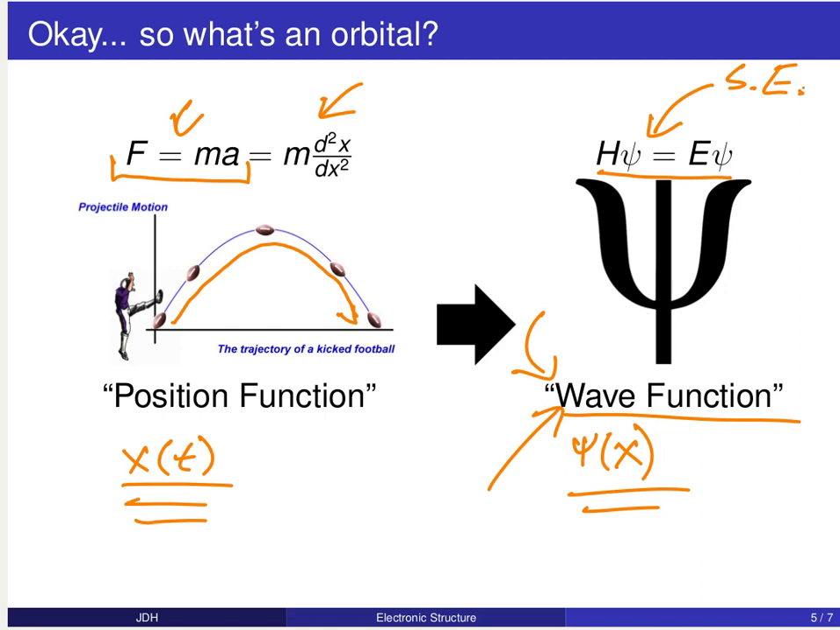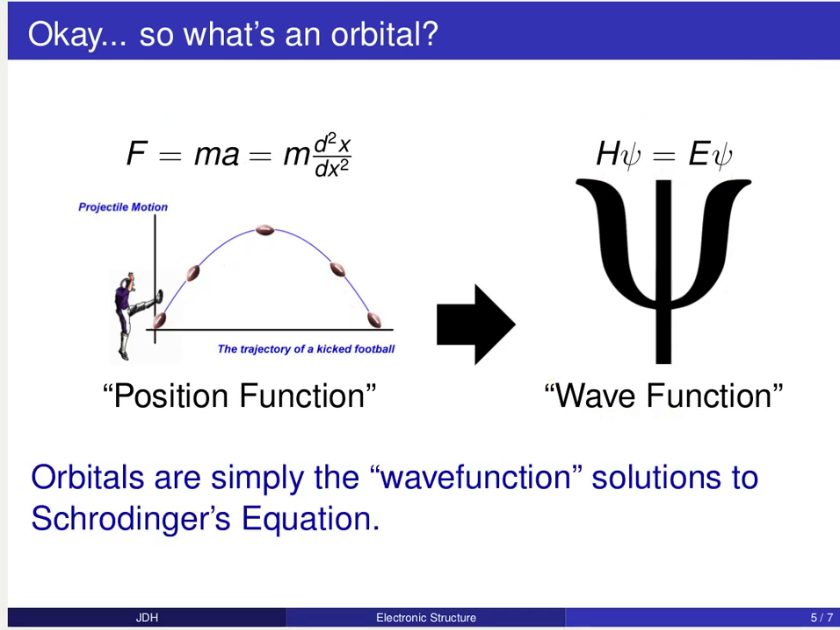So it's quite a mouthful. We'll abbreviate that SE. So Schrodinger's equation here, H psi equals E psi, is a mathematical function that if you solve, then you get this wave function solution.